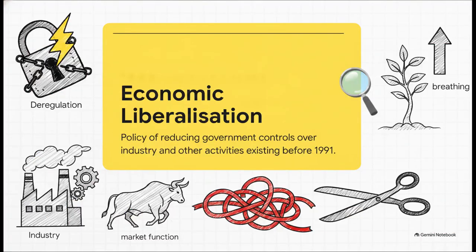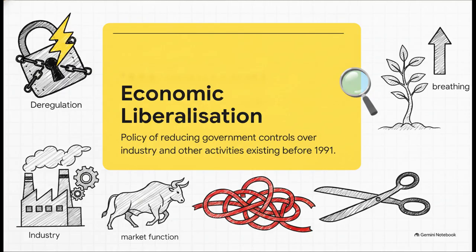Now imagine being a business owner back then, right? You literally needed government permission just to increase your factory's production by a few units. Or you'd have to wait years, literally years, just to get a commercial telephone line installed. That was the everyday reality of the infamous license Raj.